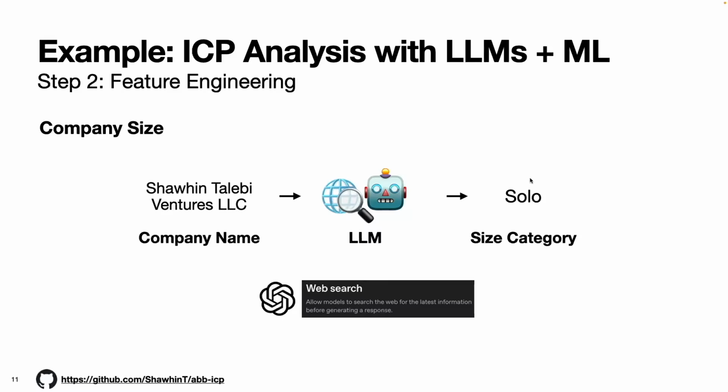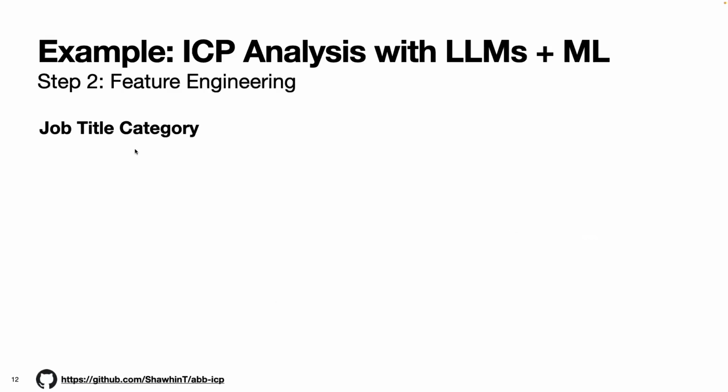Once we have these size categories, so we'll have either solo, SMB, or enterprise for each of the students, then we can translate these into a numerical representation via a one-hot encoding. The next key feature is the job title category. So here I had a handful of different categories. So I had IC, leader, manager, student, or entrepreneur.